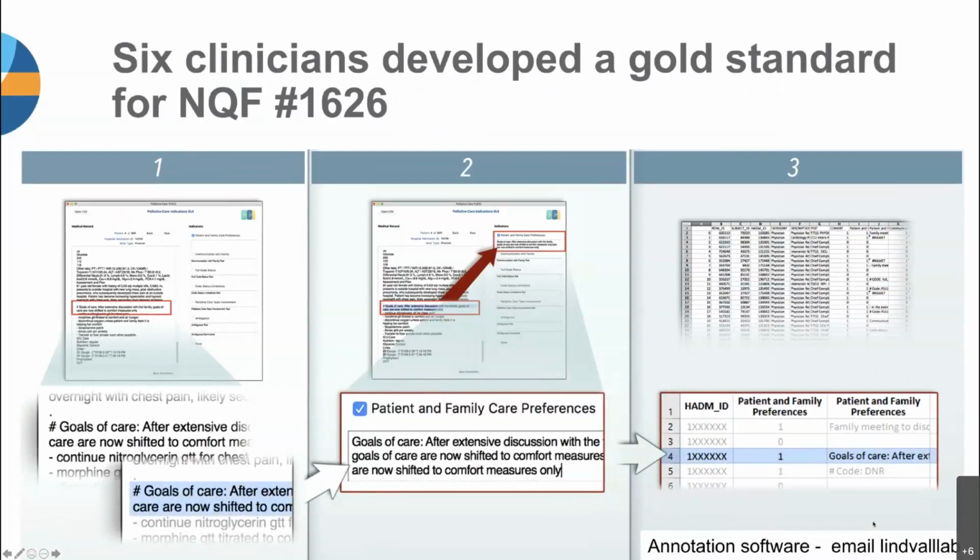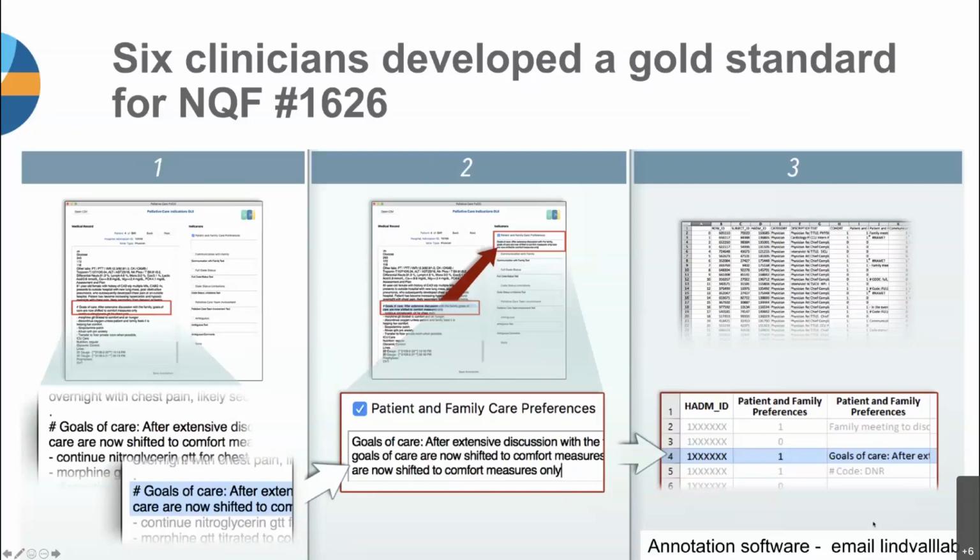And so for this project, we had 6 clinicians developing a gold standard for NQF. All the notes that we used to train the model were triple coded. So we had 2 clinicians independently code clinical notes, and then a third clinician coder went in and added labels, indications that care preferences were documented that were missed by the first two human coders.